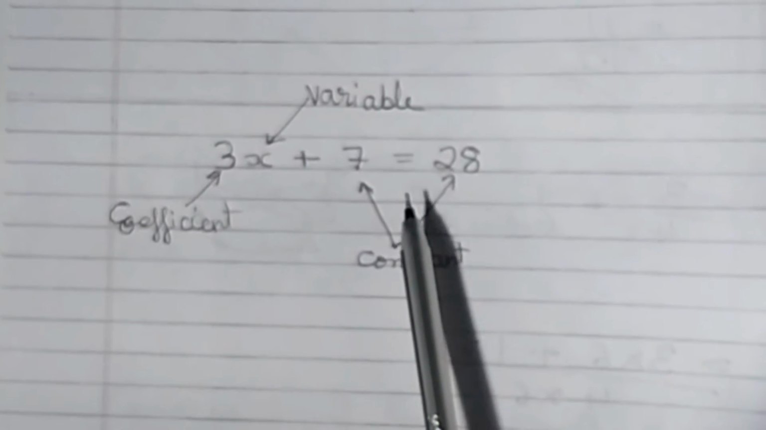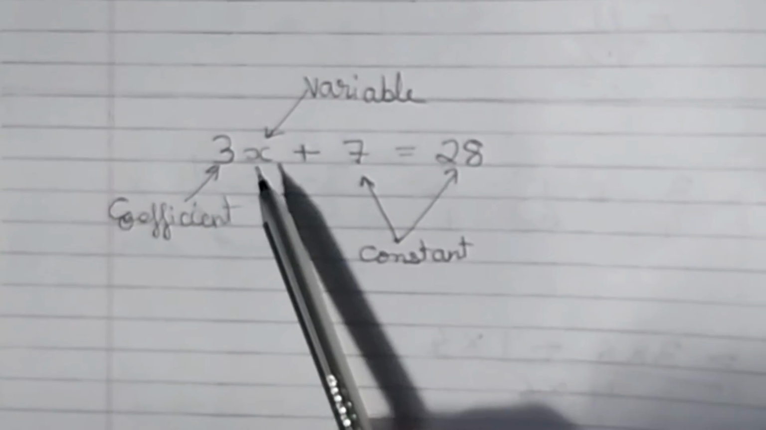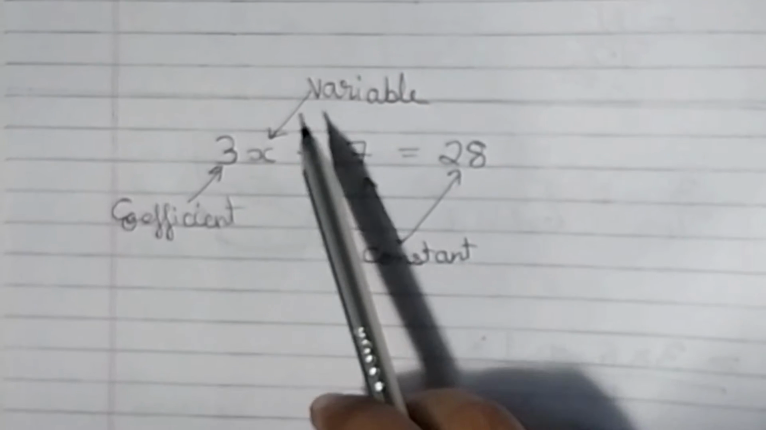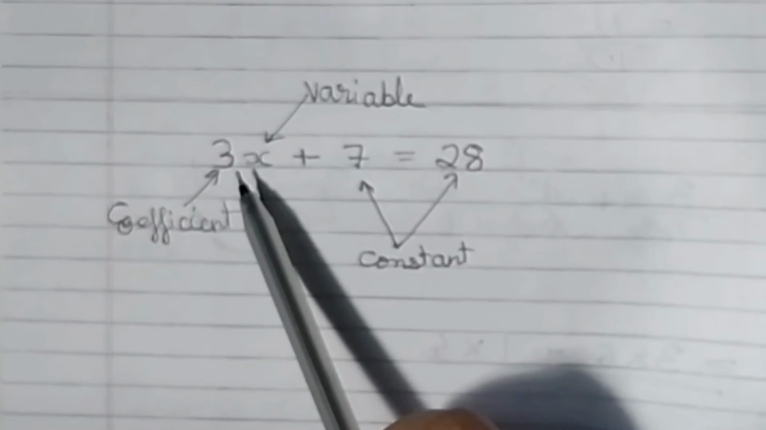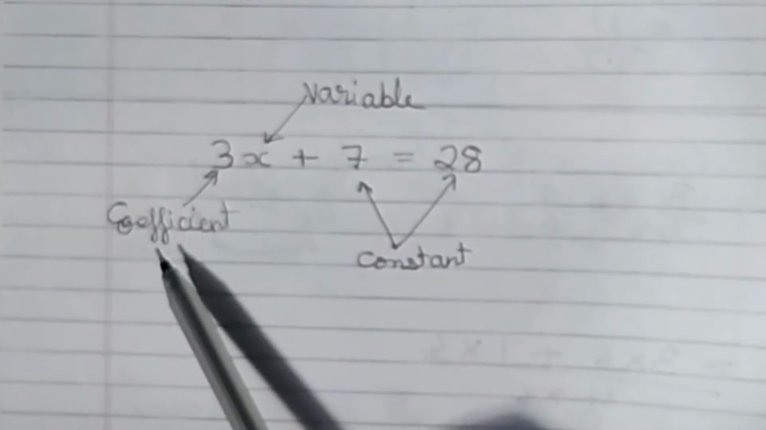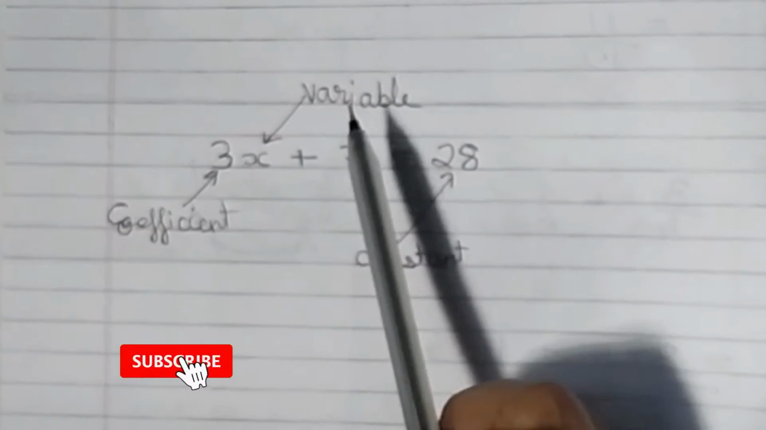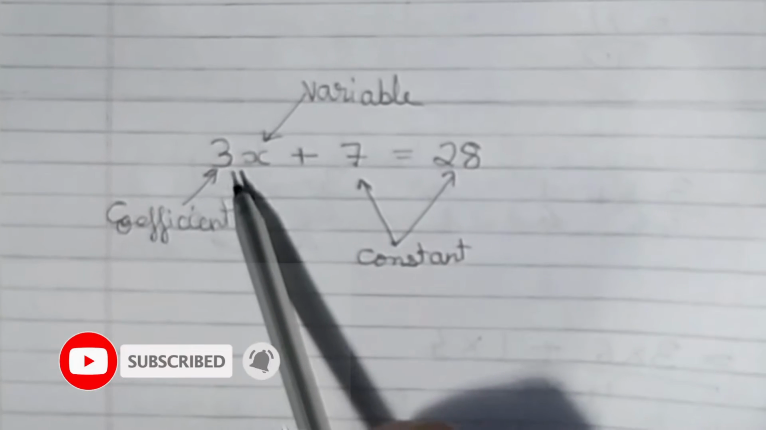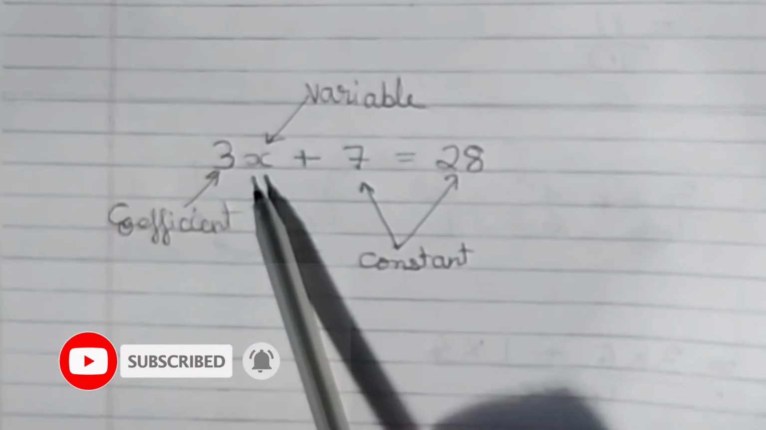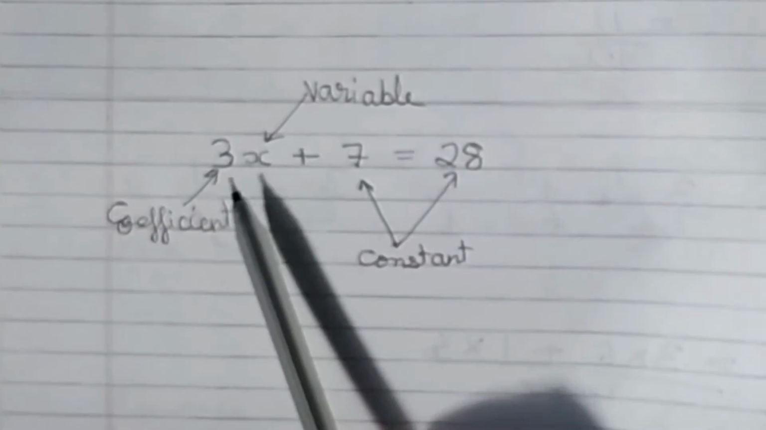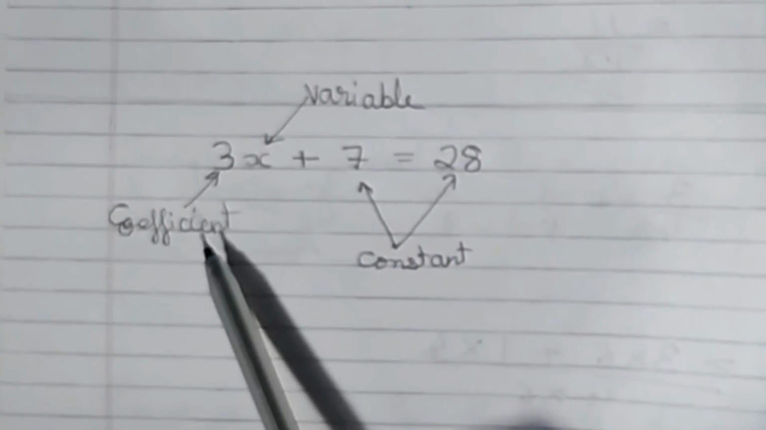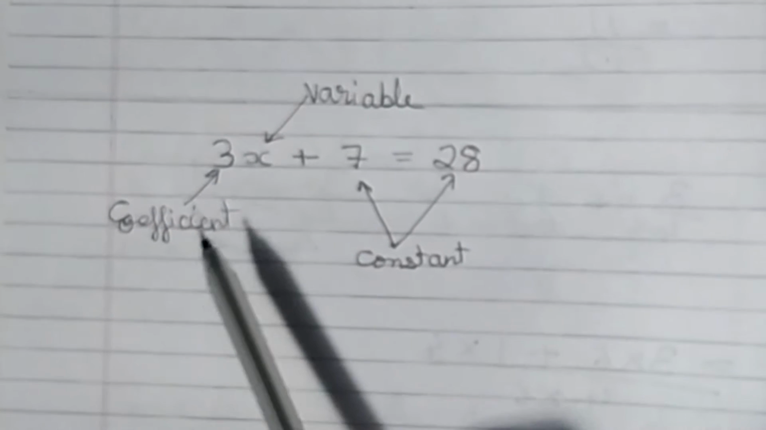Now there is an equal to sign, which means this is an equation. Here x is a variable. The number which is multiplied with the variable is called a coefficient. So the coefficient of variable x is 3. 3x means 3 is multiplied with this variable, right? So it is together with this variable x, and this 3 is called the coefficient of variable x.